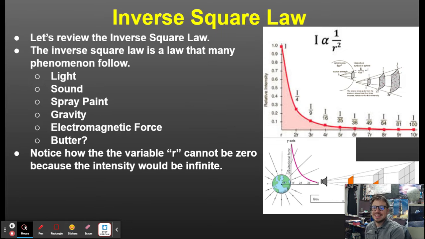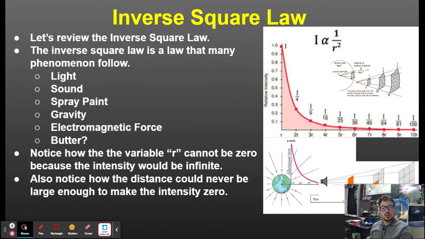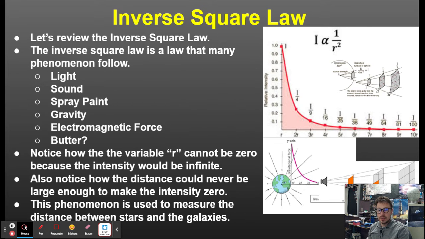Now, what I want you to notice is the variable r, or that distance, cannot be 0 because the intensity would be infinite, right? So it definitely gets to infinite as those distances get closer. Now, what I also want you to know is that the distance can never be large enough to make the intensity 0. So neither the intensity nor that distance could be 0, right? It gets close. This is why we say the gravity and electromagnetic force have infinite range, because there's no distance that you could separate objects or charges where those would reach 0, right?